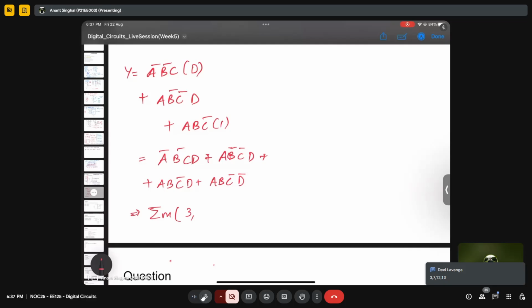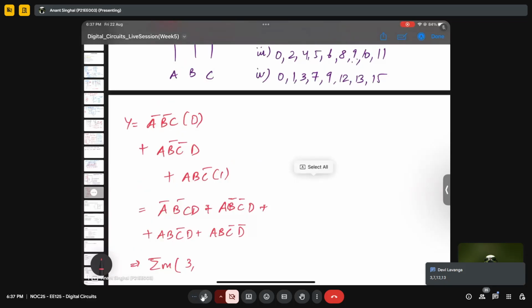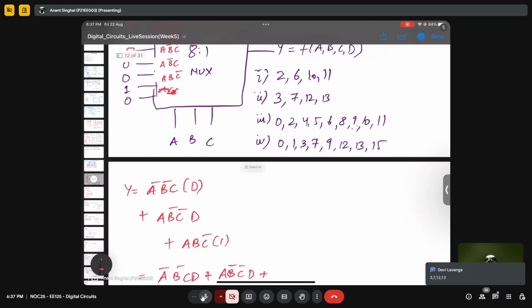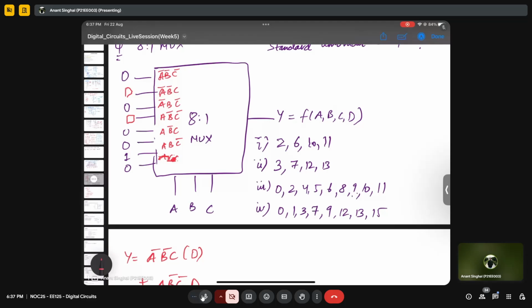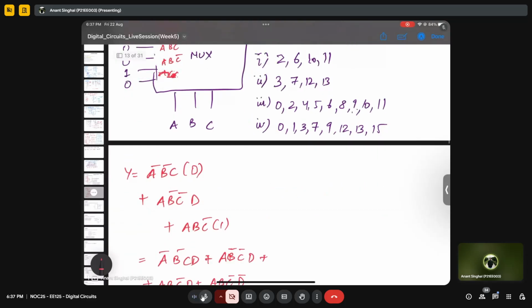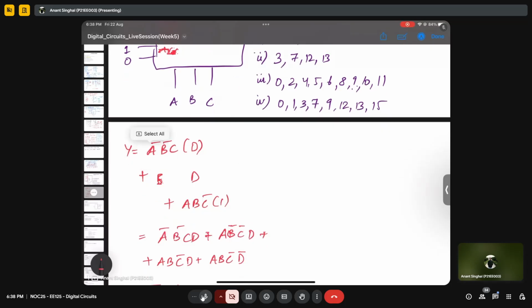Did I write everything correctly? 1, 0, 0 is 4. 0, 1, 2, 3. Sorry. 3 is 0, 1, 1. I have not written this correctly. This is wrong. Sorry for the glitch.